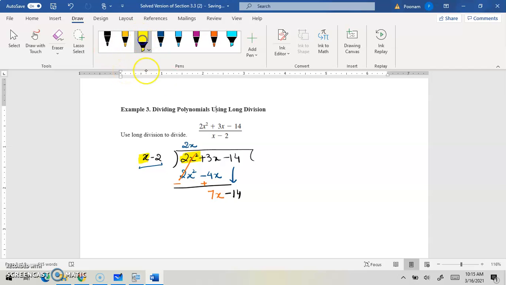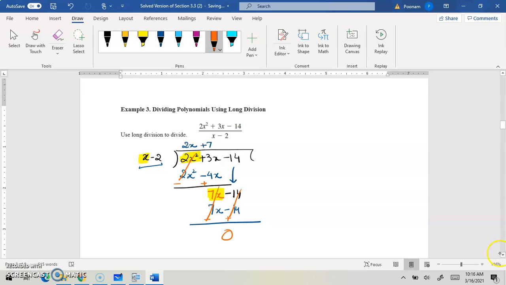Now we need to figure out what should I multiply x with to get 7x. That would be 7. So positive 7. I would have 7x minus 14. Subtraction, changing the sign in the bottom polynomial. This cancels, so the remainder is 0.